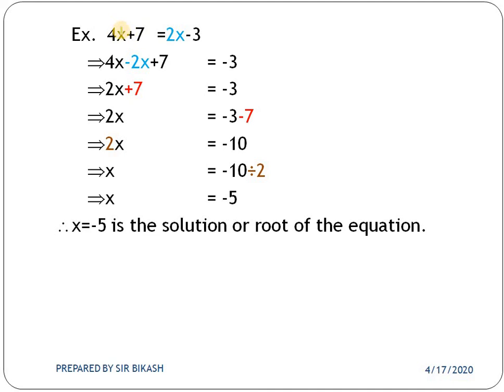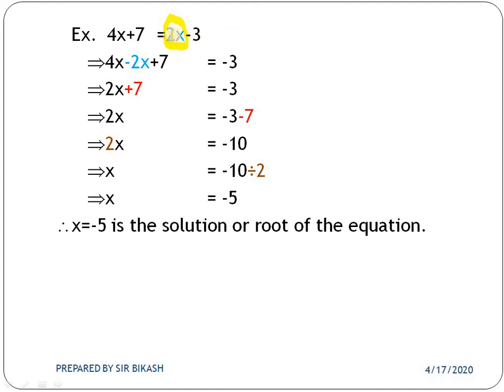You see here, 4x plus 7 equal to twice x minus 3. You can see here this twice x. Okay, this twice x is on the right hand side. So first of all what we will do, if a variable is present on the right hand side, we will take it to the left hand side.